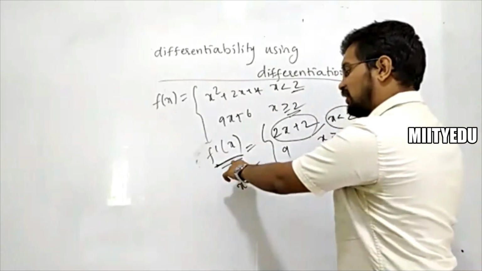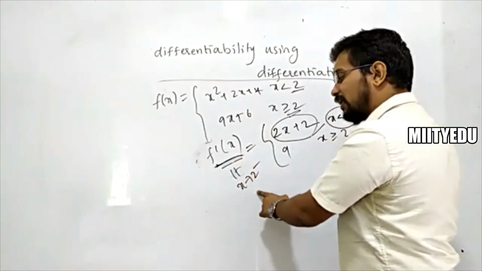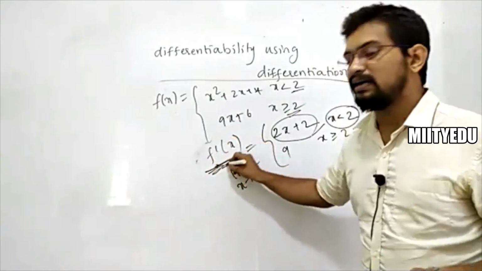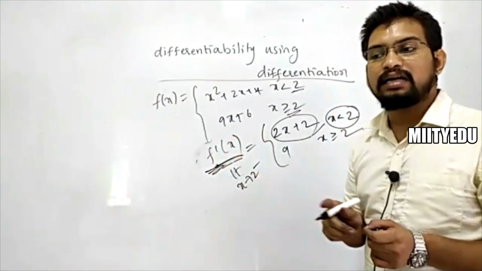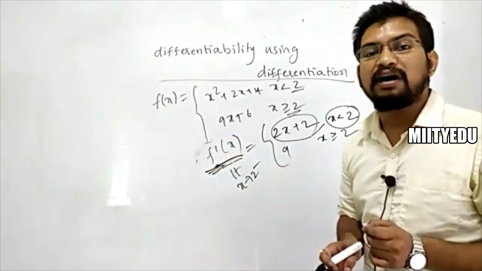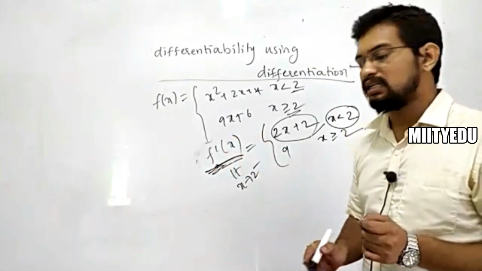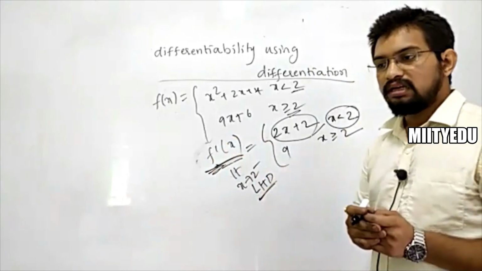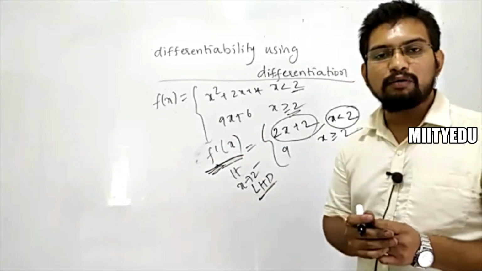In this f dash x, if I find the left hand limit, limit x tends to 2 minus, corresponding to this new function, that is nothing but what you treat as the left hand derivative. That is what you treat as the left hand derivative ideally.